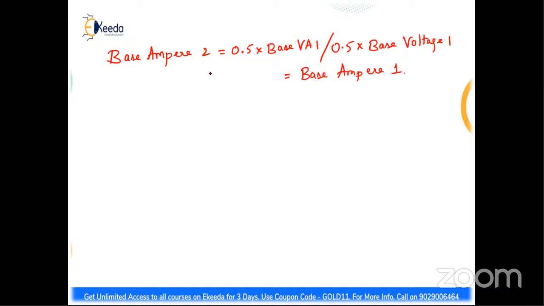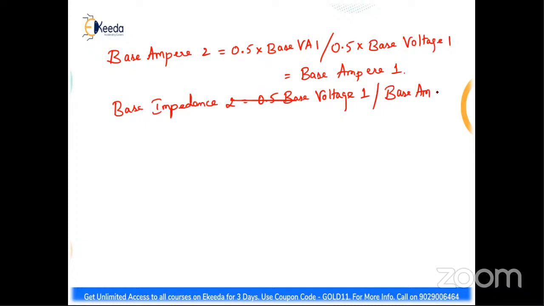Base ampere 1. Then base impedance 2 is equal to 0.5 base voltage 1 divided by base ampere 2.